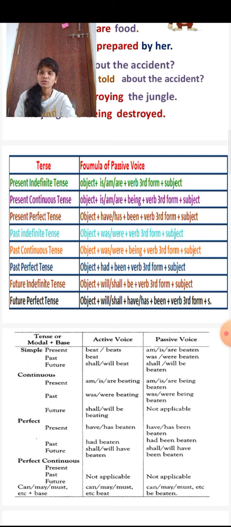Now I just want to explain rule number 6 also. Use the suitable helping or auxiliary verb, for example am, is, are, was, were. The rules for using auxiliary verbs in passive voice sentences are different for each tense. Examples: the letter is written by her, a book was not read by her, and chocolates are being eaten by them.